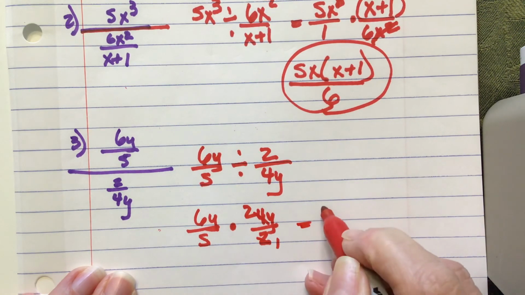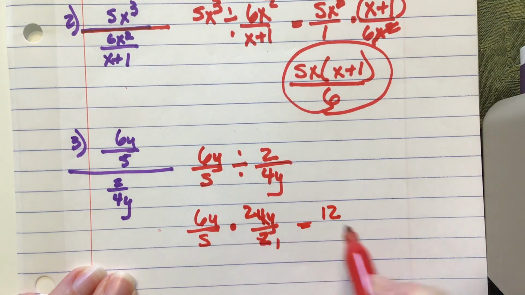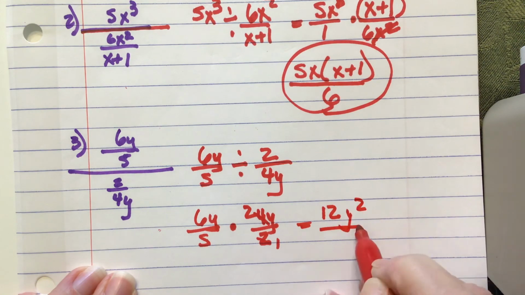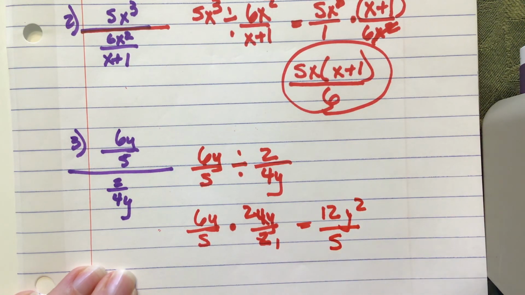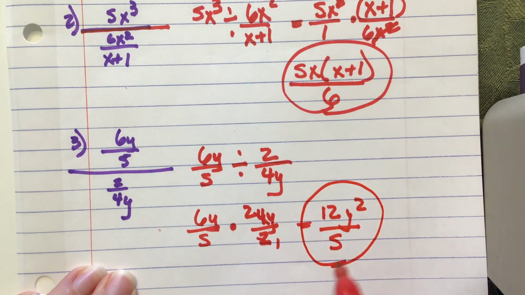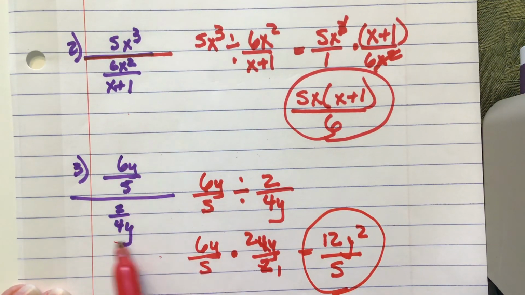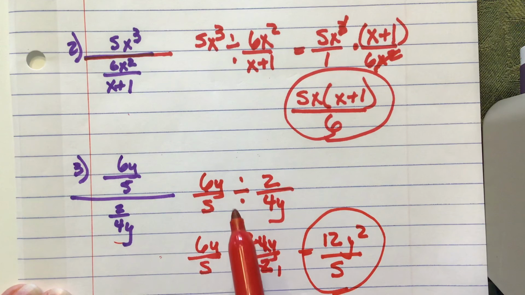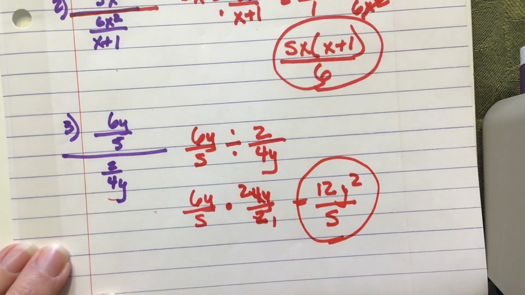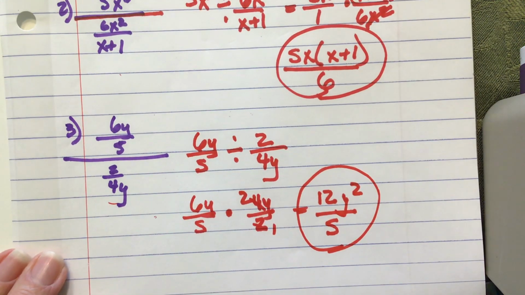So I have 6 times 2, which is 12, y times y, which is y squared, and 5 times 1, which is 5. So I've just simplified this complex fraction, which looks kind of worse than what it really is, into a division problem and then simplified it. Okay, so why don't we do some practice problems?